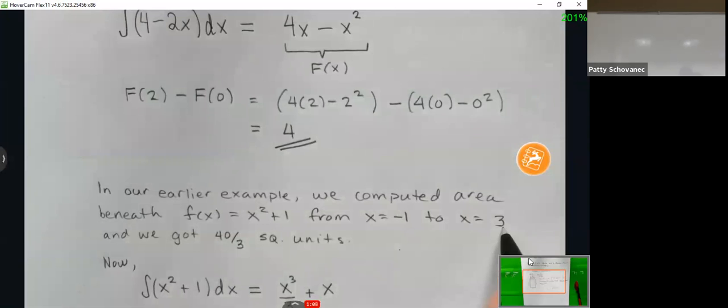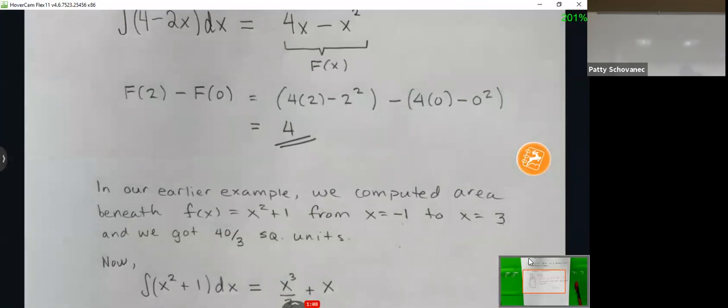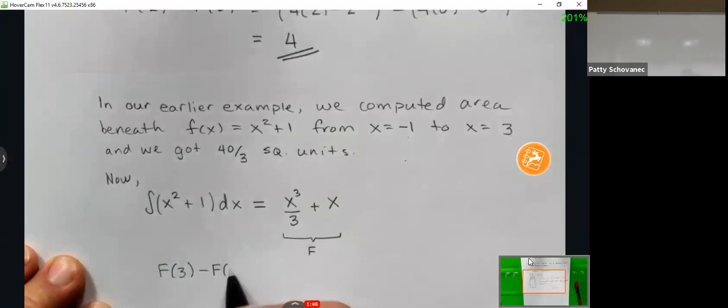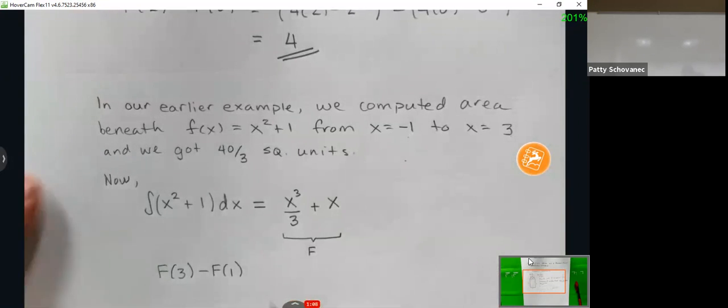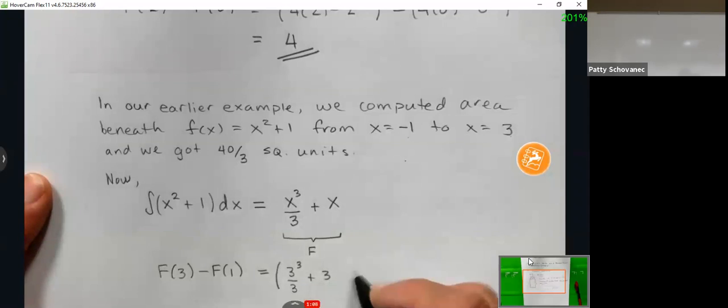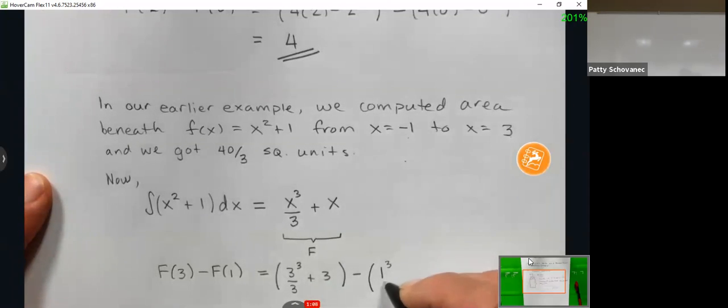Our next step is to find F at the terminal endpoint minus F at the initial endpoint. F at 3 minus F at -1. So let's put a 3 in here. We get 3 cubed divided by 3 plus 3. And now put a -1 in there: -1 cubed divided by 3 plus -1.